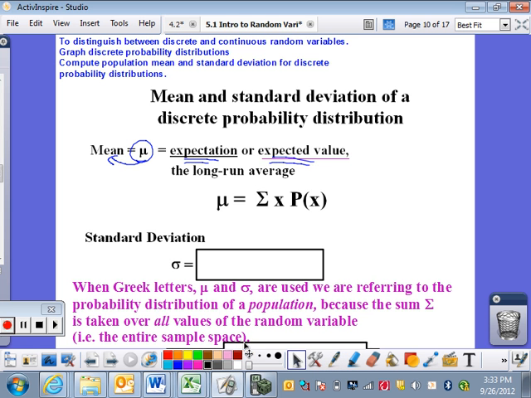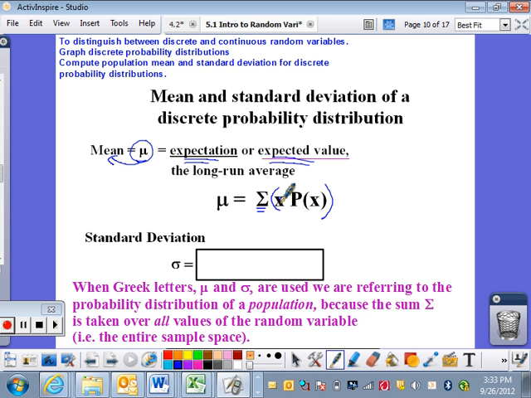What's the formula? Well, this sigma comes up again. This just means the sum of this. If you take your x, and in the last problem with the coins, it'd be the 0, 1, 2, 3, 4, and then times the probability of it, and if you add them all up, that's what we're going to get for the mu.